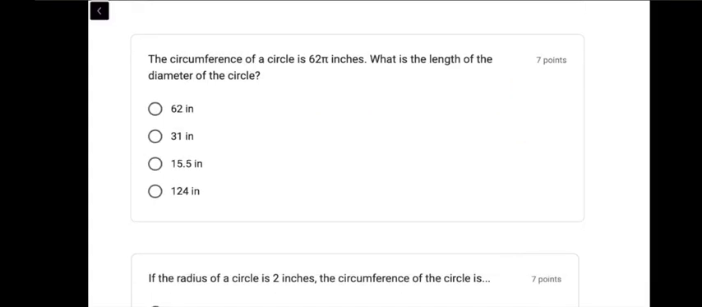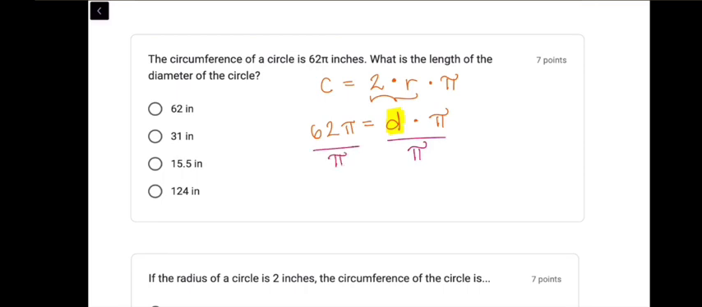The circumference of a circle is 62 pi inches. What is the length of the diameter of a circle? The circumference of a circle is calculated by multiplying 2 times r times pi. However, 2 times r is the same thing as diameter, so you could say that circumference is equal to diameter times pi. They tell me that the circumference of this circle is 62 pi. So I can go ahead and solve for diameter. I'm going to start by dividing both sides by pi. So pi goes away here, and therefore the diameter of this circle would be 62 inches, which would make your answer A.